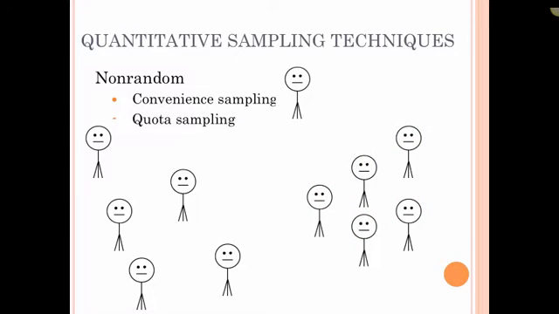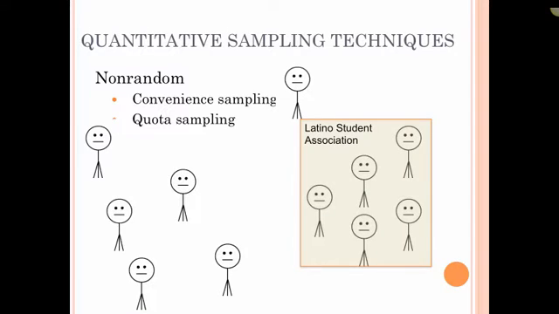Another non-random technique is called quota. So maybe in our study we want to compare the voice of Latino students to non-Latinos. So I just go to the Latino Student Association and I ask 3 students to participate, and then I pick 2 non-Latino students who are hanging out outside of the office. That would be quota sampling because I'm interested in getting a certain number of people with certain demographics, and I use a non-random way to do it, right? I went to the Latino Student Association. So that's called quota sampling.